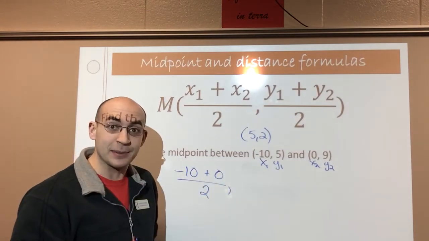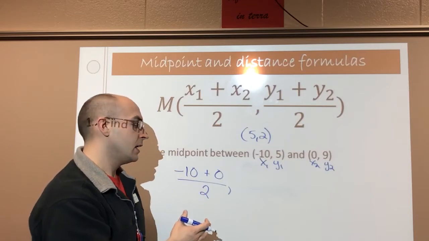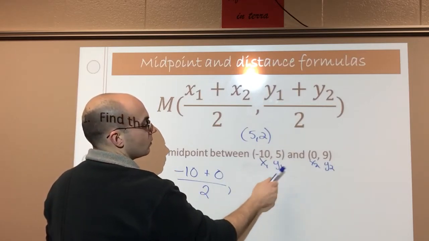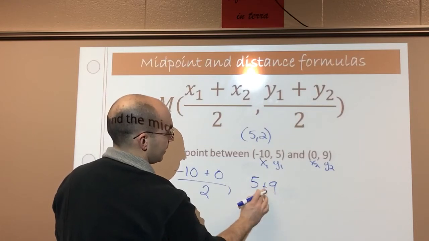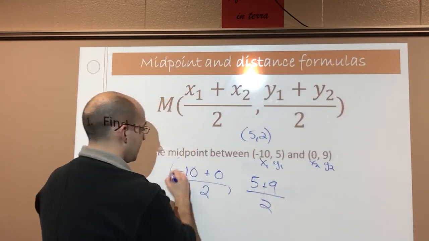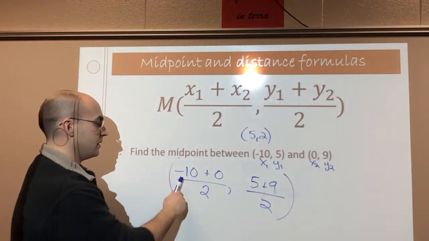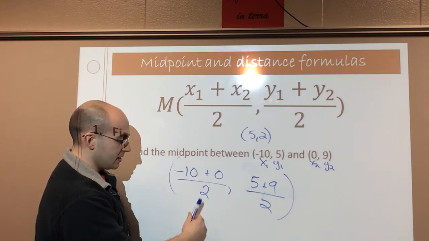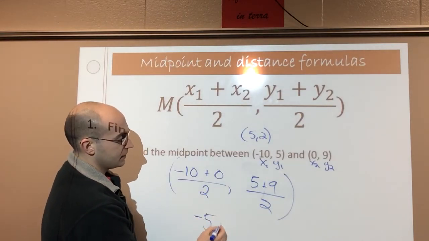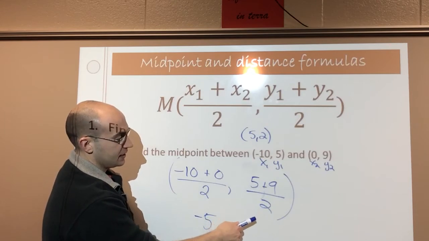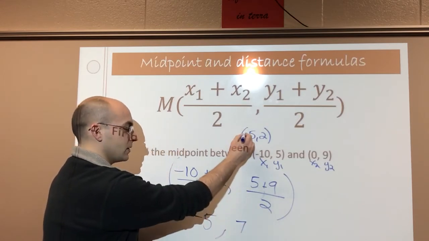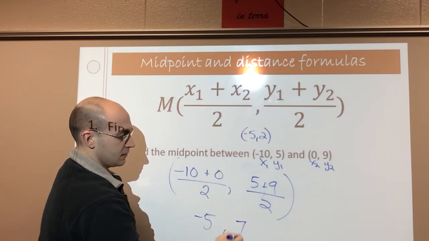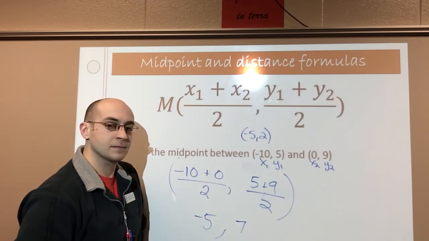Now, this is pretty simple. It's a really easy calculation. But let's go ahead and finish it. First y value is 5, next y value is 9, so I'm adding those, and then dividing by 2, and this is what the midpoint's going to be. So -10 plus 0 is -10 divided by 2, -5, and 5 plus 9 is 14 divided by 2 is 7. So our coordinate pair is totally wrong.